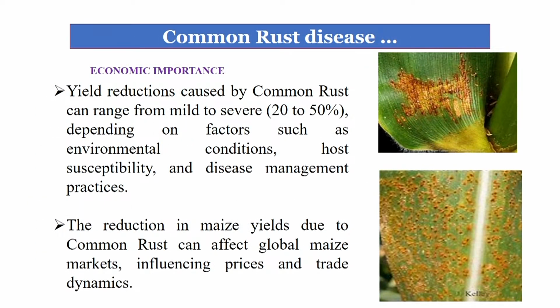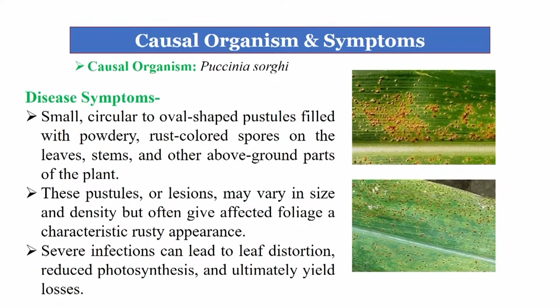And economically this disease is also important, because it causes mild to severe infection of 20 to 50%, depending on factors such as environmental conditions, host susceptibility as well as disease management practices. So it depends on that, and it reaches up to 20 to 50%, and that's why you can see it is an economically important disease. The reduction in maize yield due to common rust can affect the global maize market and influence prices also. It is very challenging for farmers to reduce the pathogens in their fields.